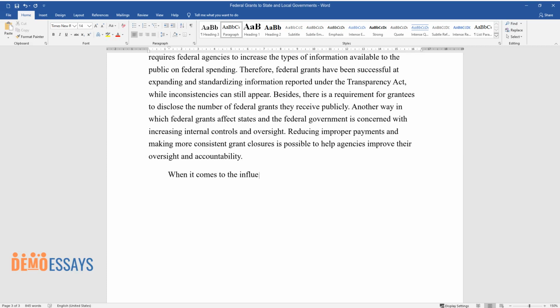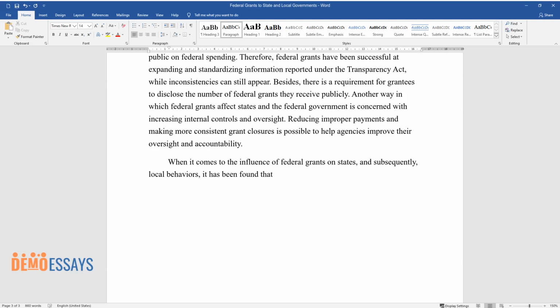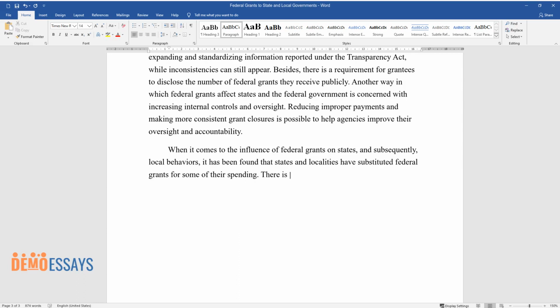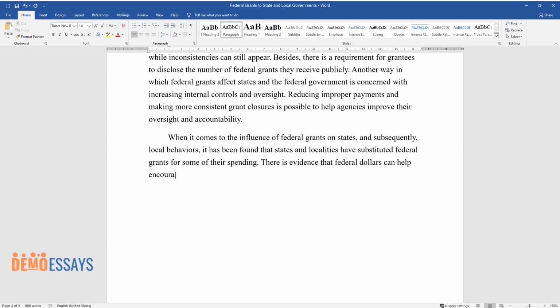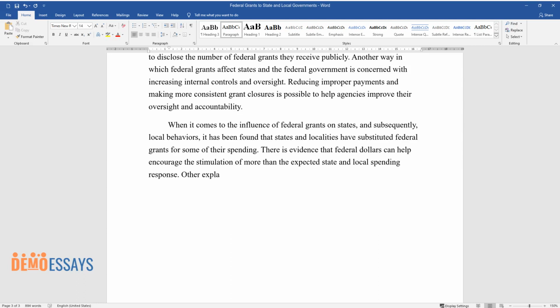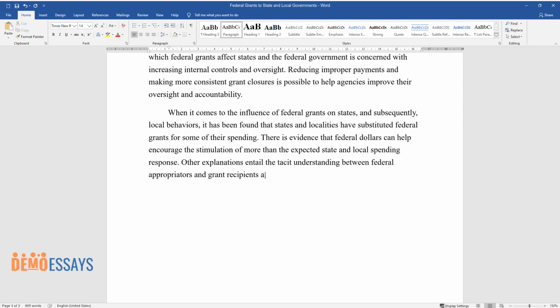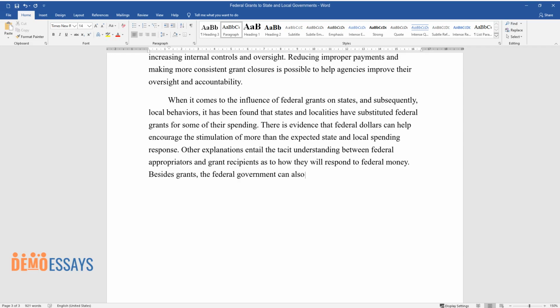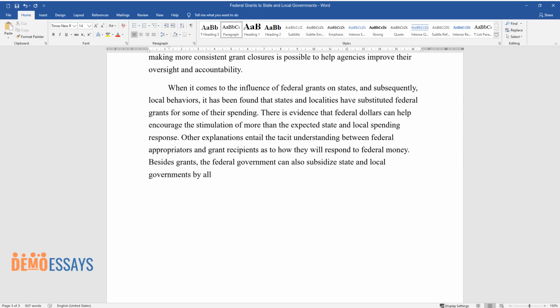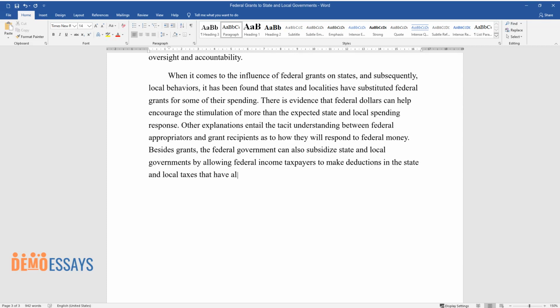When it comes to the influence of federal grants on states, and subsequently, local behaviors, it has been found that states and localities have substituted federal grants for some of their spending. There's evidence that federal dollars can help encourage the stimulation of more than the expected state and local spending response. Other explanations entail the tacit understanding between federal appropriators and grant recipients as to how they will respond to federal money. Besides grants, the federal government can also subsidize state and local governments by allowing federal income taxpayers to make deductions in the state and local taxes that have already been paid.